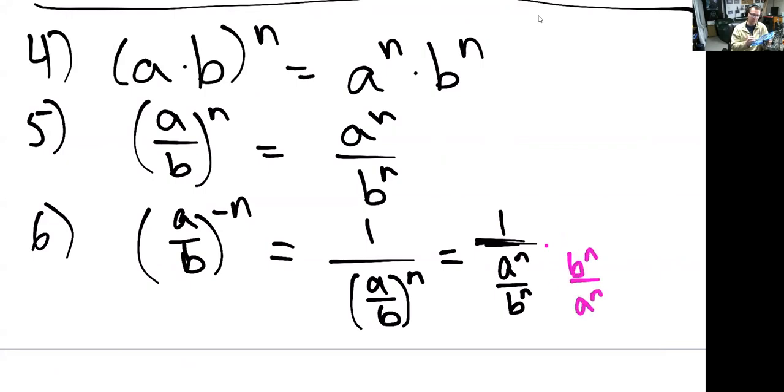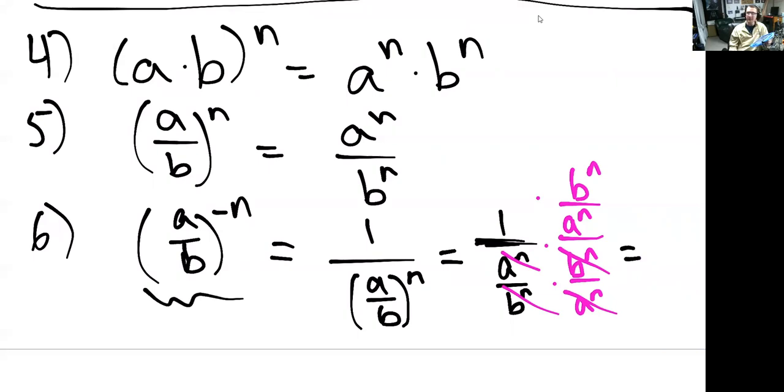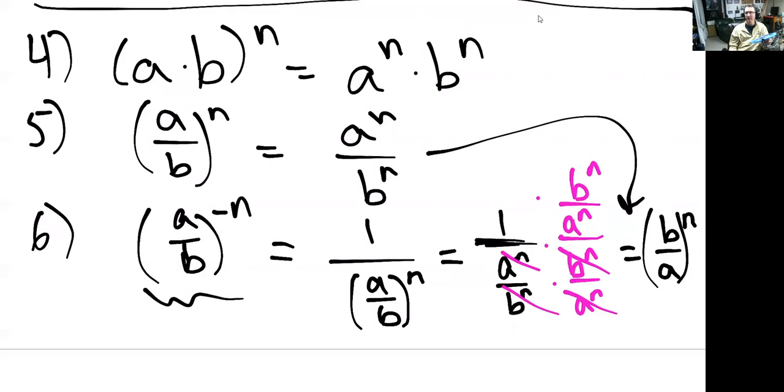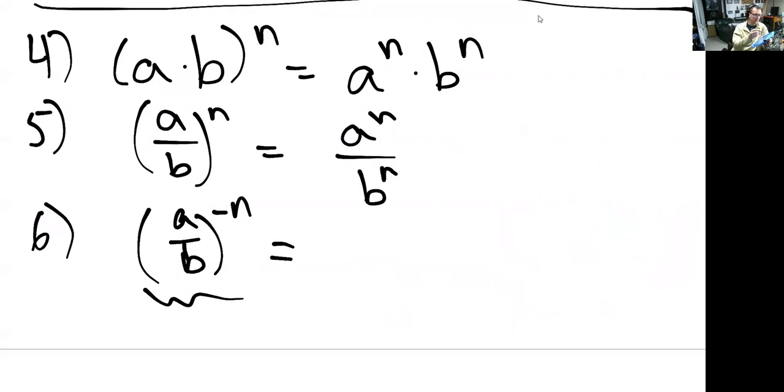A 1 that changes the denominator into a 1. We multiply a to the n over b to the n times b to the n over a to the n, and those things both cancel. This gives us the final result that we're looking for, that this fraction to a negative exponent is the same as the reciprocal of the fraction to the positive power. I skipped a step in there. I inserted power law number five to rewrite that. But more or less, this final statement is just, if you see a negative exponent on a fraction like this, you can rewrite it like so. Just flip the fraction and change the sign on the exponent.